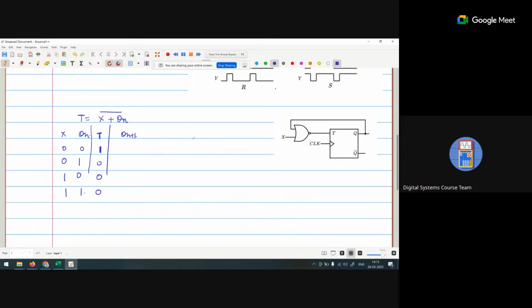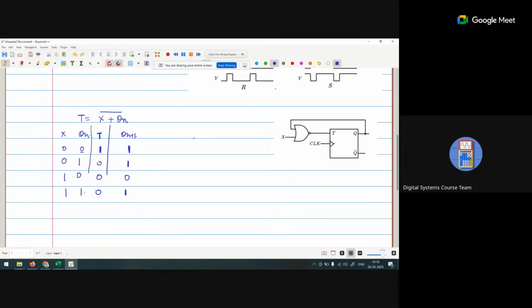Now what is the truth table for T? When T is 1, the output will be the toggle. So if we apply 0, we are getting 1 as the next state. And if the input is 0, we are getting the same output. So this is the condition.